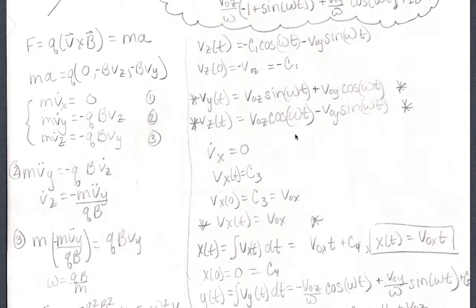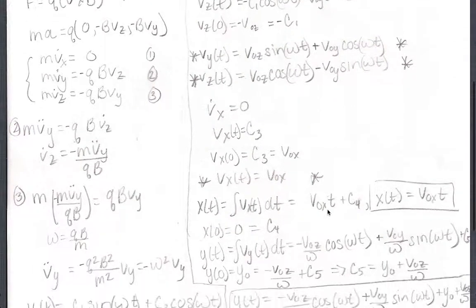And then for the velocity in the x direction, because vx dot equals 0, it means that vx is constant. So we'll call that c3, and vx of 0 is just c3 and is equal to v naught x. So we have an expression for all the components of the velocity.